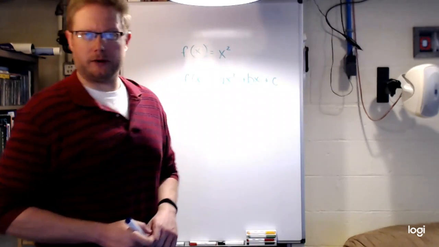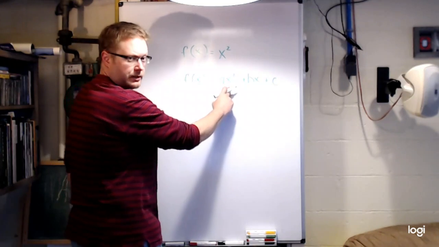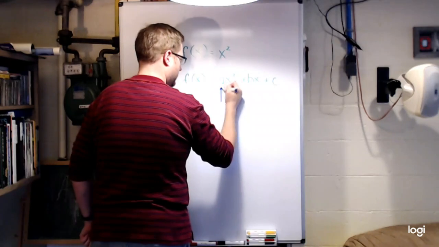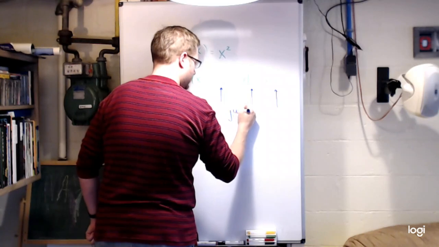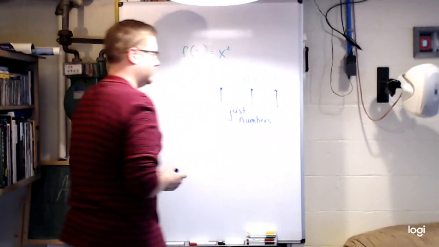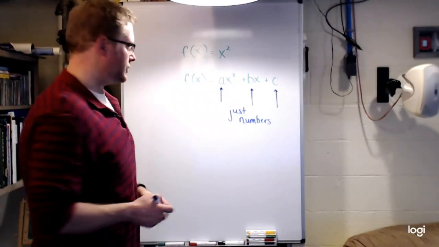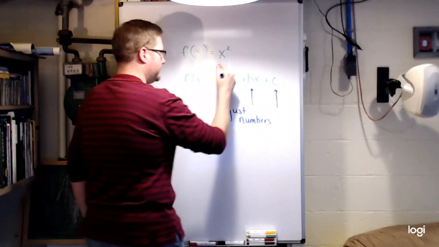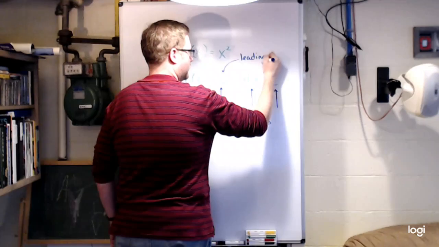I just threw a bunch of letters up there, but I didn't really explain much. Well, here's that x squared that I was mentioning earlier in the parent function. A, B, and C, those are just numbers. Now, in order for it to be an actual quadratic function, A here, the very first number, or what we would call the leading coefficient, and I'll even write that up here. That's your leading coefficient.